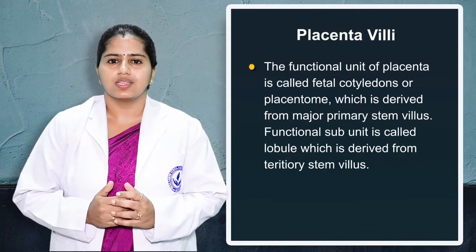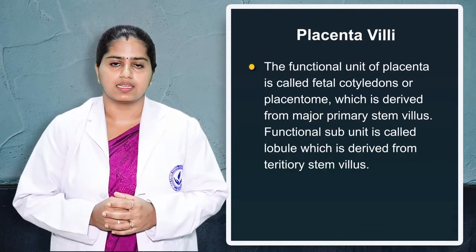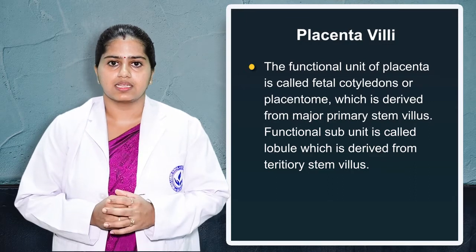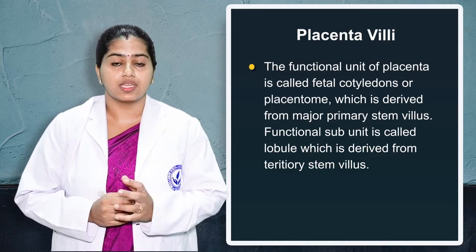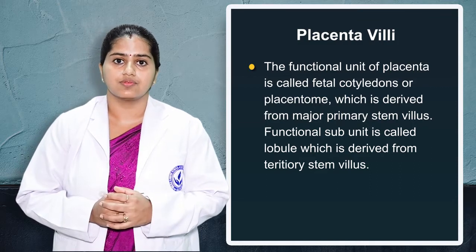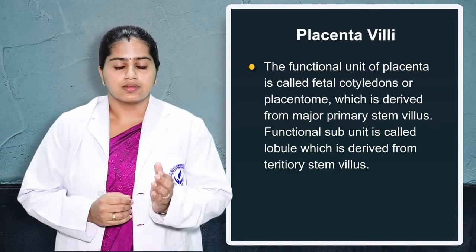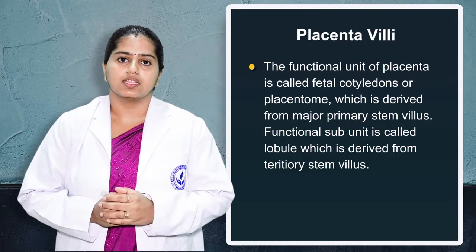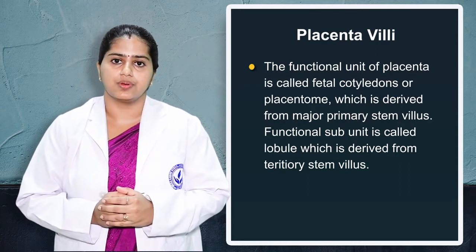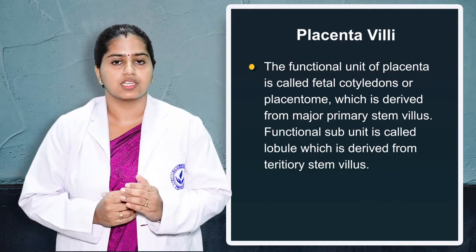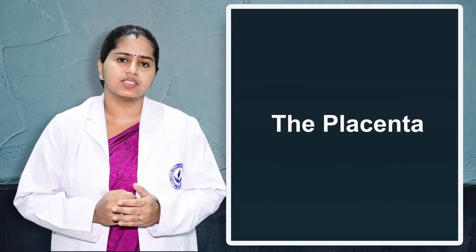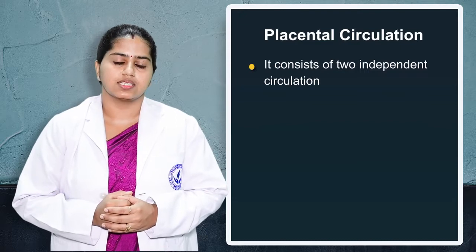Next we will see the functional unit of the placenta. The functional unit of the placenta is known as the placentomere or fetal cotyledon, which is formed from the stem villi. The next one is the subfunctional unit, known as the lobule, which is formed from the tertiary villi. Next we will see the circulation.